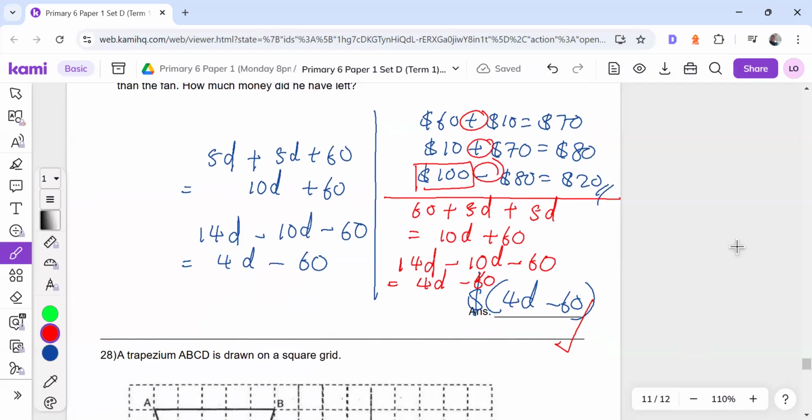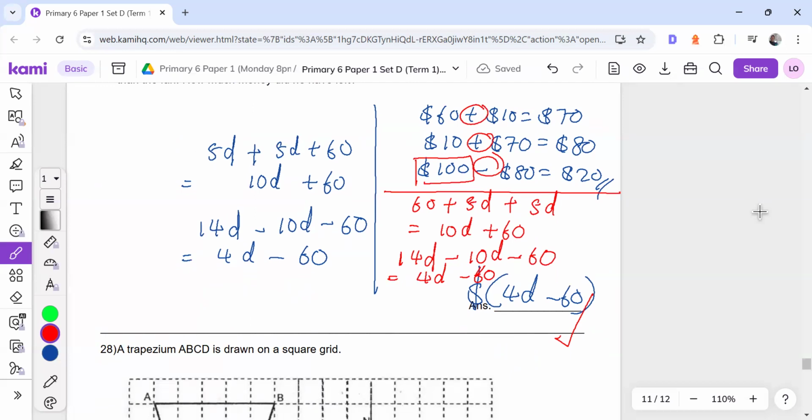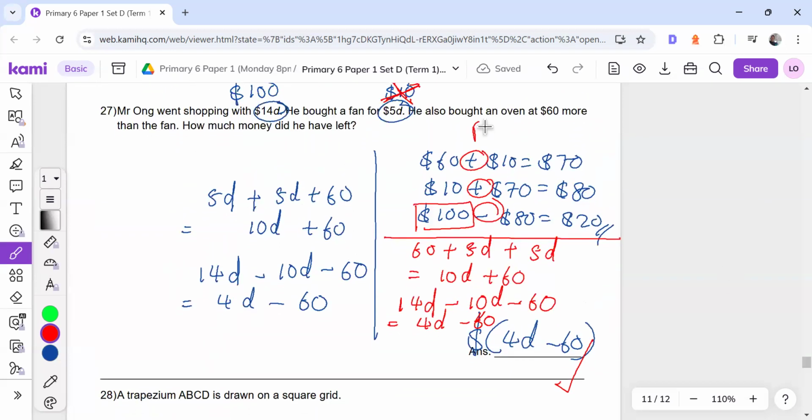Okay? All right. So what did Mr. Ong show you? I showed you that if you don't know how to do, you can do the P3 method. If not, then you do the algebra method. Okay, let's go on to the next one.